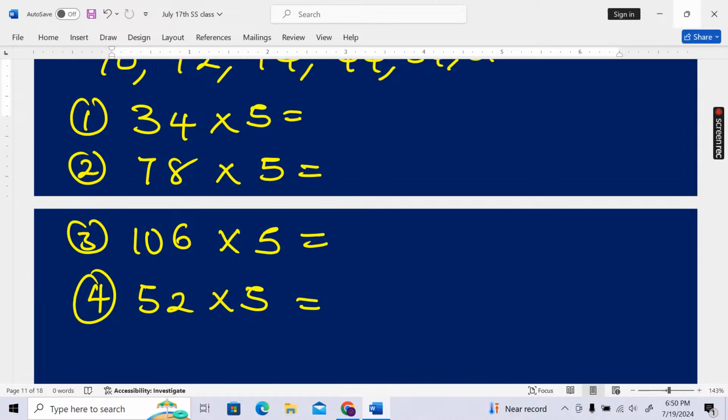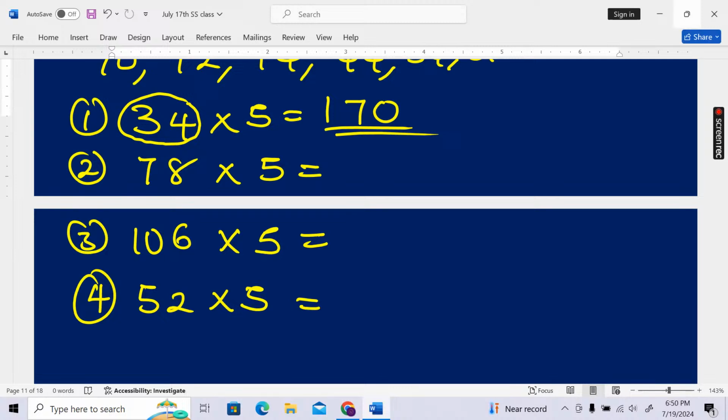Anytime you're multiplying even numbers by 5, what you need to do is to divide that number by 2. So let us divide 34 by 2. That will give us 17. Then write 0 beside it, and that is the answer. So the final answer is 170. 34 times 5 is 170. You can do this in your head in less than 5 seconds.